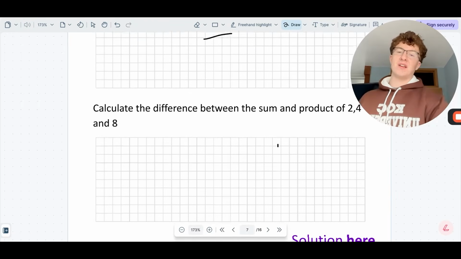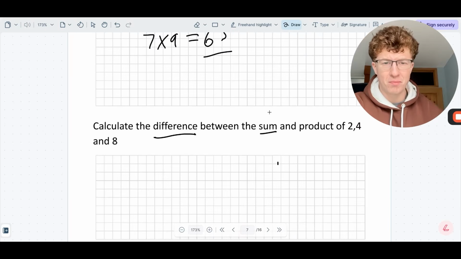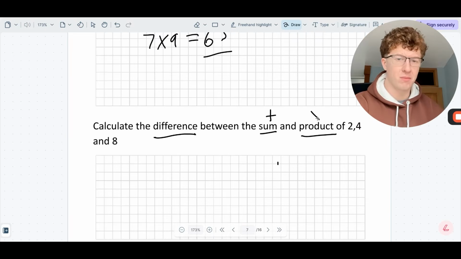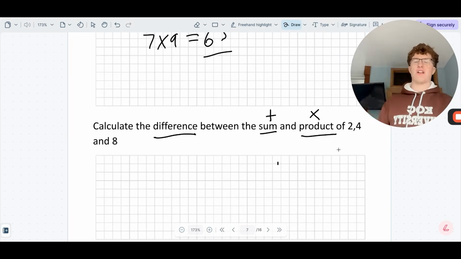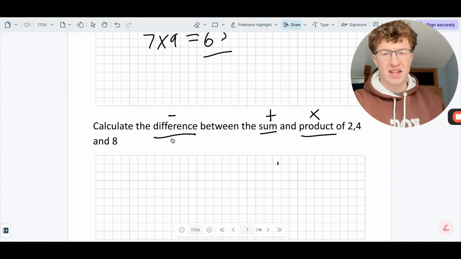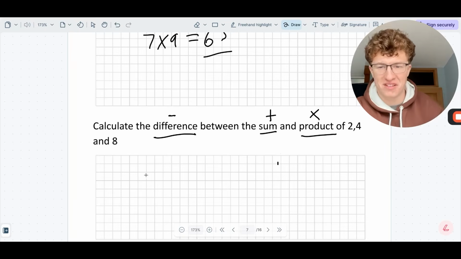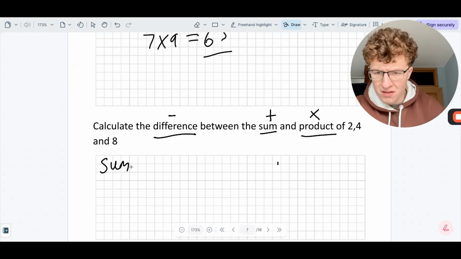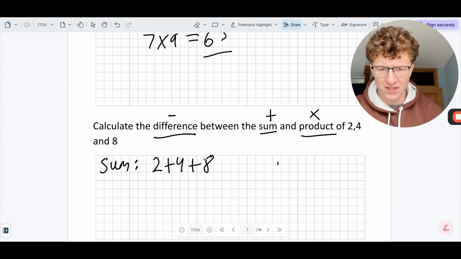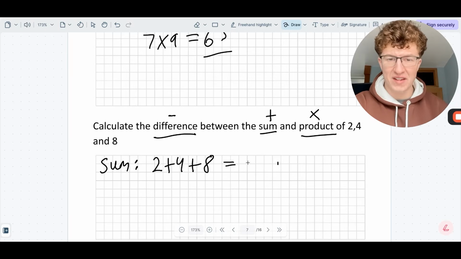Then finally, calculate the difference between the sum (adding) and product (multiplying) of 2, 4, and 8. So when we see difference, we're talking minus here. So we want to find the difference between the sum and the product of the numbers 2, 4, and 8. Well, first we'll do the sum. So the sum of 2, 4, and 8 will just be 2 plus 4 plus 8, which is 2 plus 4 is 6, plus 8 is going to be 14.